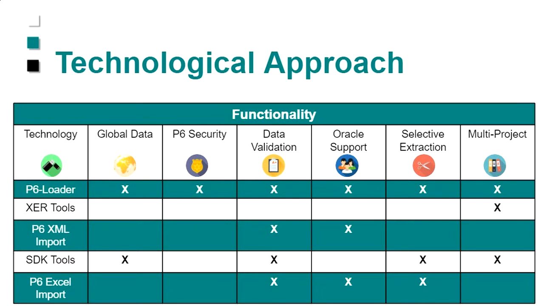So P6-Loader addresses all of these things. P6-Loader allows you to access any data in P6. It follows the P6 security model. So if a user only has access to certain things, then that's all they can extract and load using P6-Loader. We basically build it on top of the P6 security model that's already there. Data is validated by either the web services or the APIs. It's supported by Oracle because you're using web services or APIs. You can selectively extract, and you can extract or load as many projects as you like, including baselines, by the way.